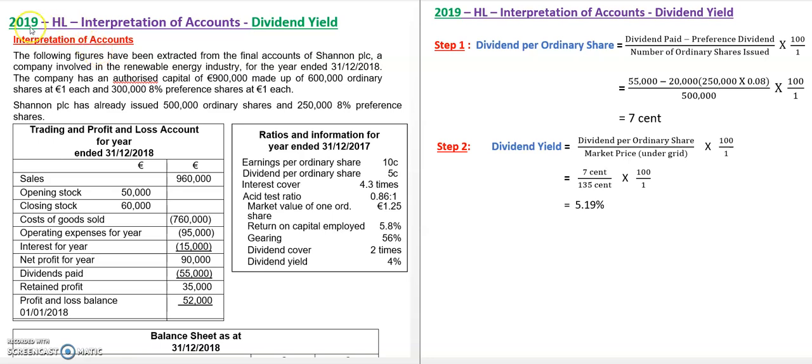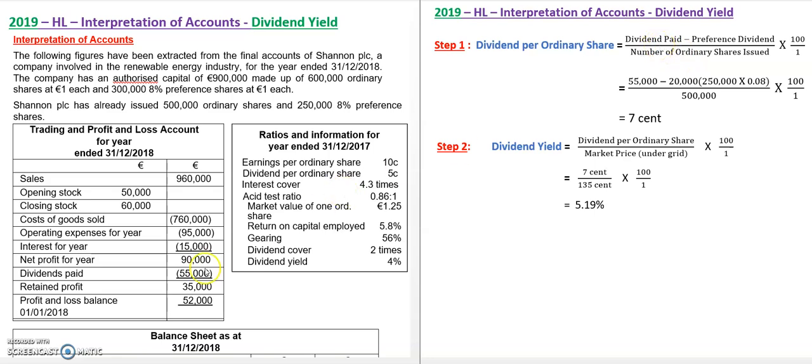This is the 2019 higher level interpretation of accounts, and we're going to calculate dividend yield. Okay, so there's two steps involved here. Step number one, we have to calculate the dividend per ordinary share, and step number two, calculate dividend yield itself. Okay, so dividend per ordinary share, the formula is dividend paid minus preference dividend over the number of ordinary shares issued. So first thing we have to locate is dividend paid.